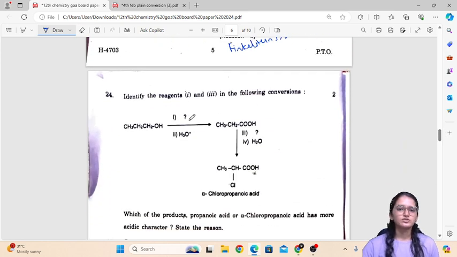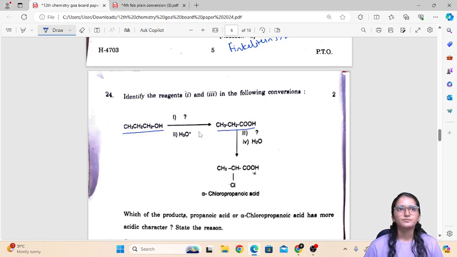Now in the next question, you have to identify the reagents. Identify the reagents 1 and 3 in the following conversion. One reaction is given here, and you have to identify the reagents. Just see what is given: CH3CH2CH2OH. This is an alcohol. The alcohol is converted to a carboxylic acid. Normally we convert alcohol to aldehyde or ketone, primary and secondary, but here it is directly converted to carboxylic acid.